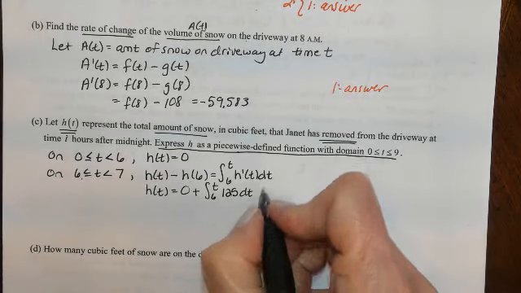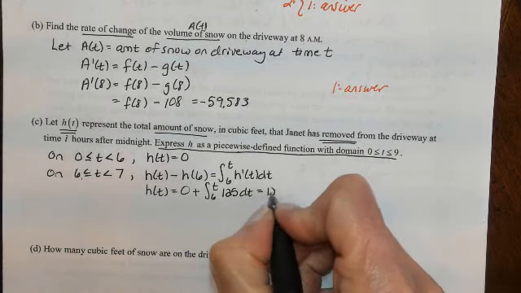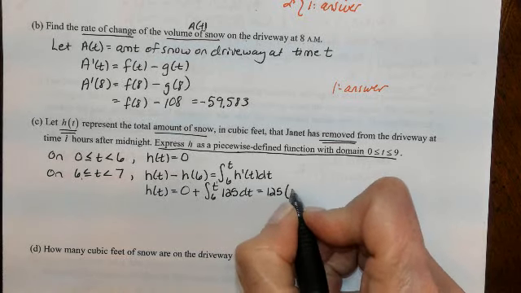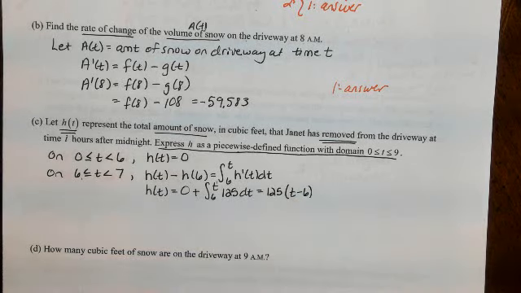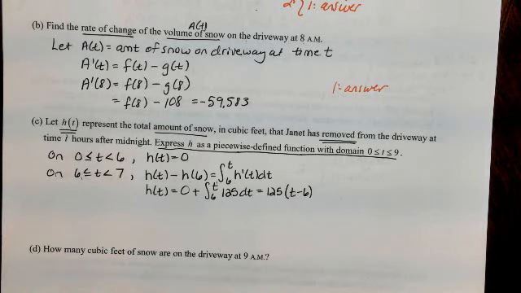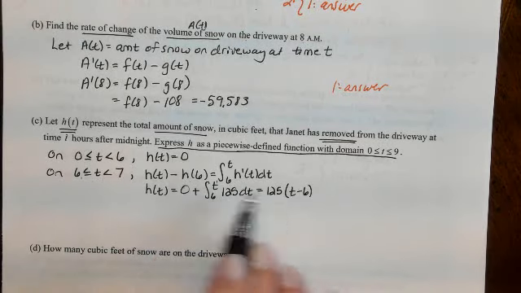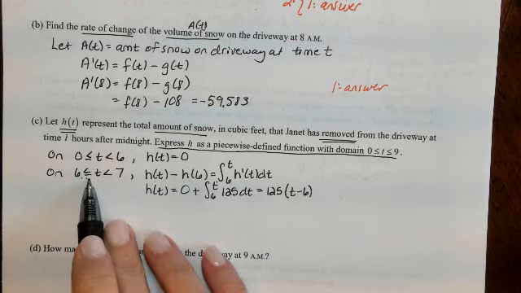Just a constant. We know how to integrate just a constant. Take that constant and multiply by the difference b minus a. So that gives us our little piece for h in that interval.